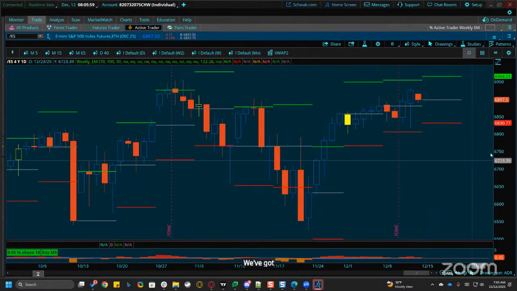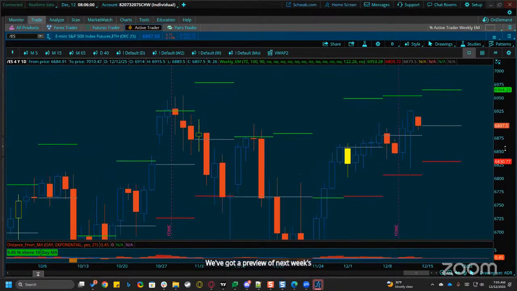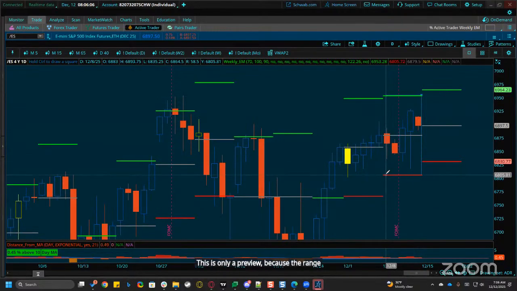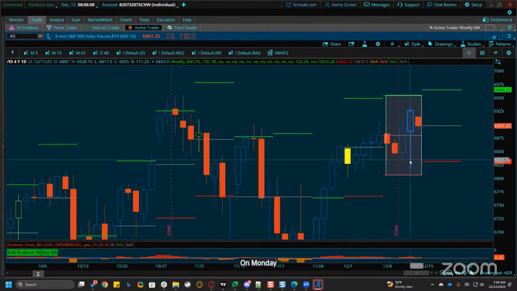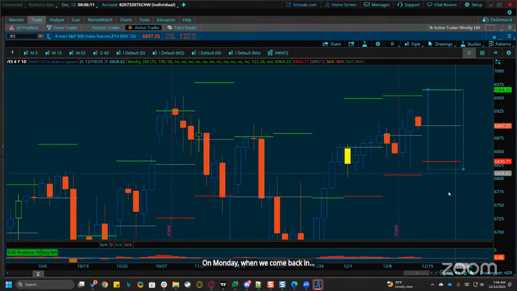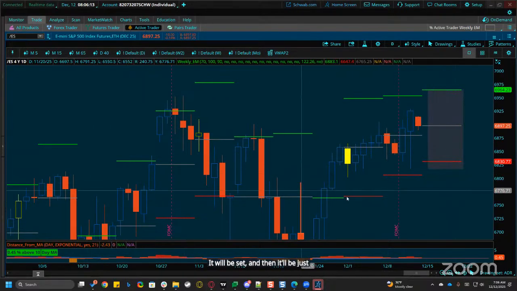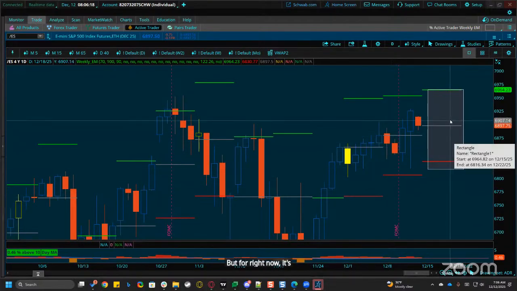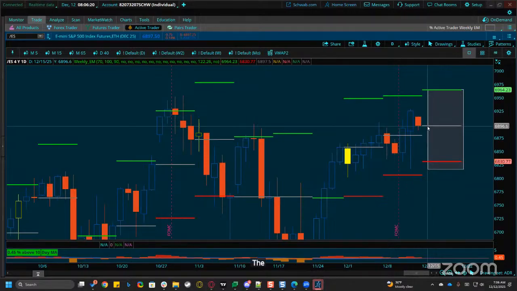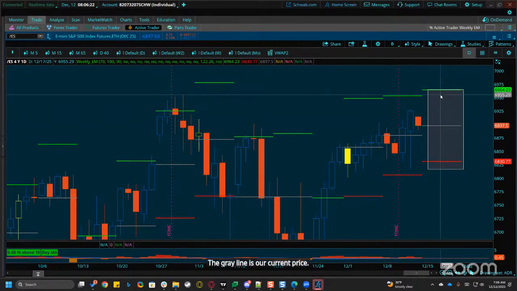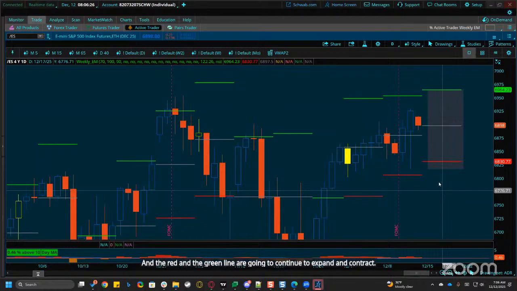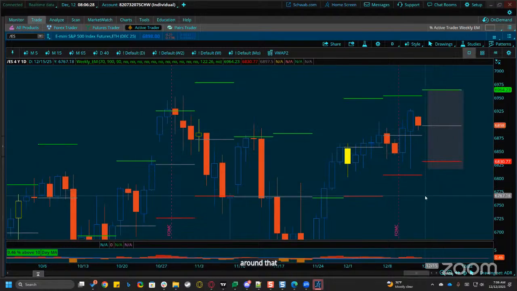We've got a preview of next week's range. This is only a preview because the range is not set in stone yet. On Monday, when we come back in, it will be set, and then it'll be just like all these previous weeks that don't move. But for right now, it's going to continue to move all day. The gray line is our current price, and the red and the green line are going to continue to expand and contract around that until we get to the close.